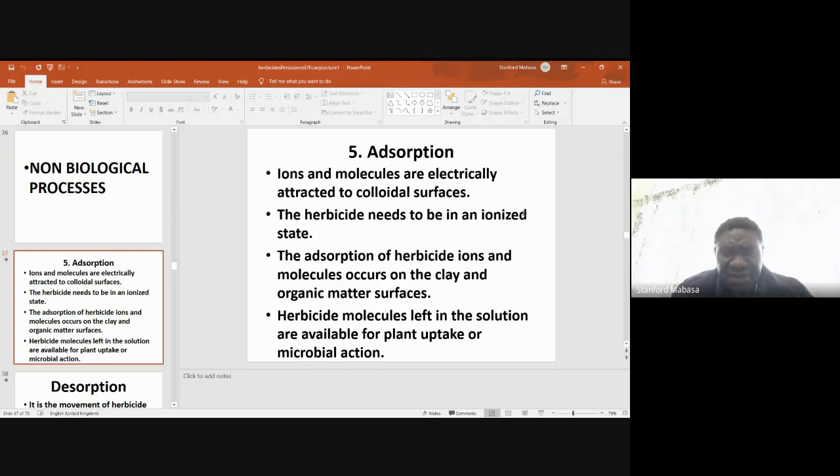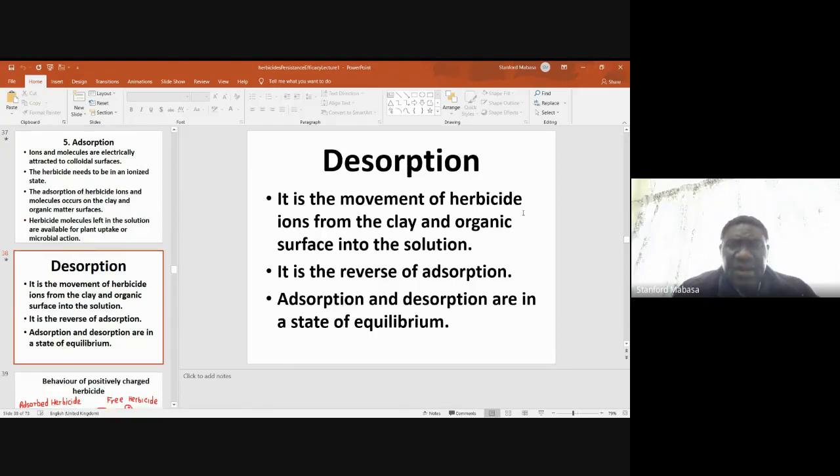Herbicide molecules left in the solution are available for plant uptake or microbial action. So whatever is left in the solution probably is available to kill weeds, or it can be taken up by microbes. There's also an opposite process known as desorption. It is the movement of the herbicide ions from the clay and organic surface into the solution.